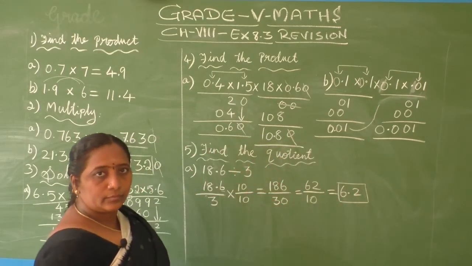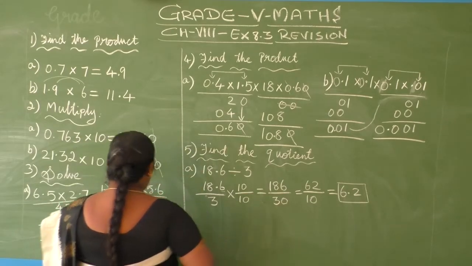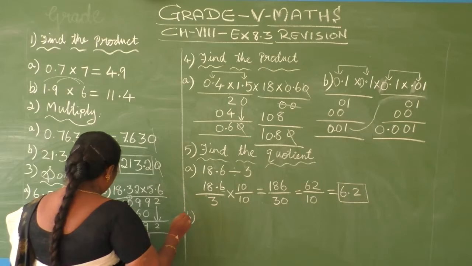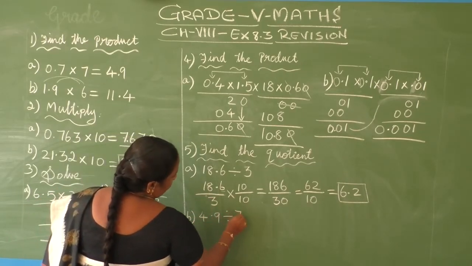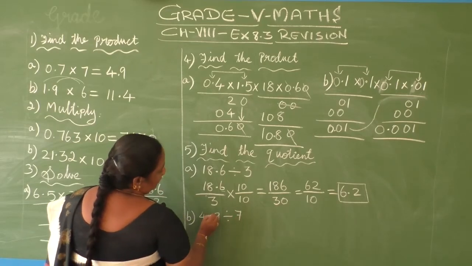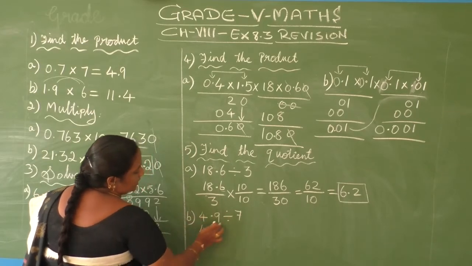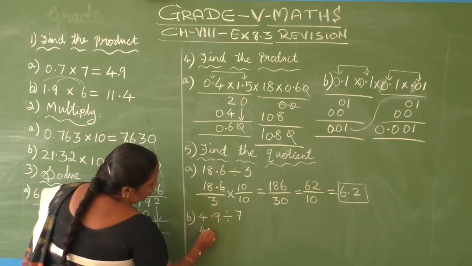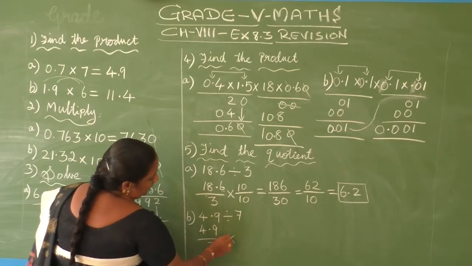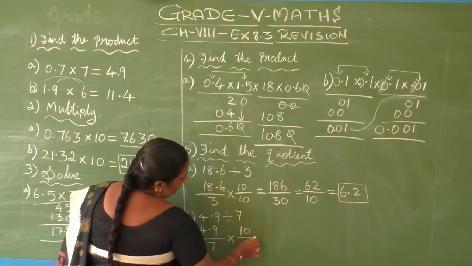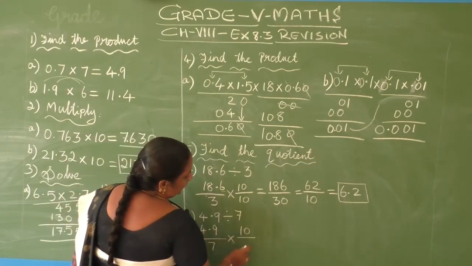Okay, do you understand? Then the next one, in the same Roman, B1. B sum: 4.9 divided by 7. See here also after the decimal point you have 1 place only. So first I am going to change this decimal to a whole number. So 4.9 divided by 7, into 10 over 10. Why am I selecting this 10? Because after the decimal point I have only 1 place, so I take the 10.